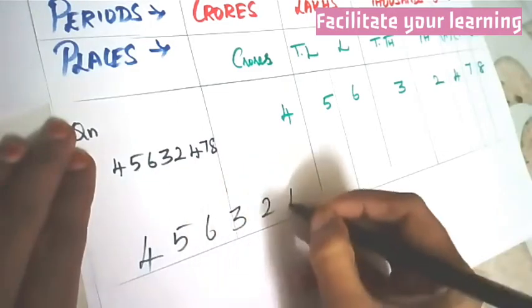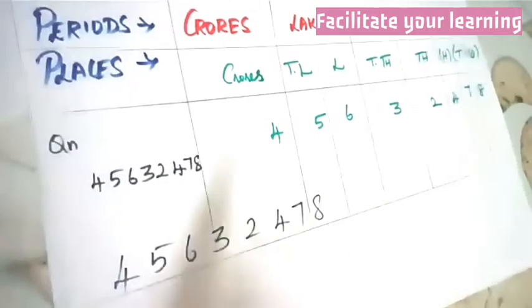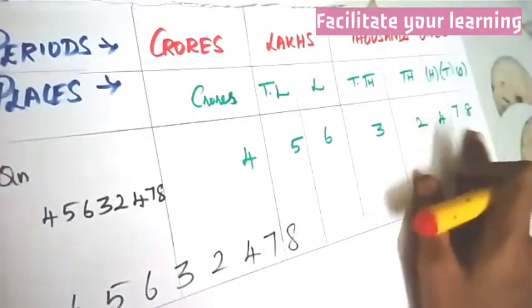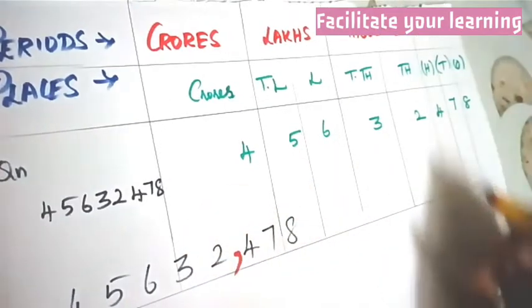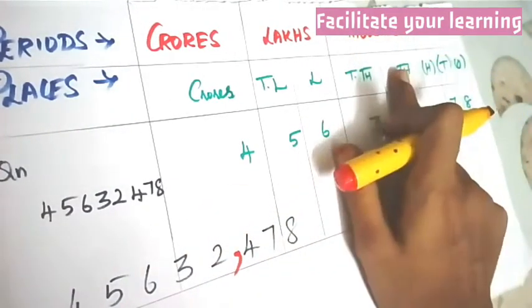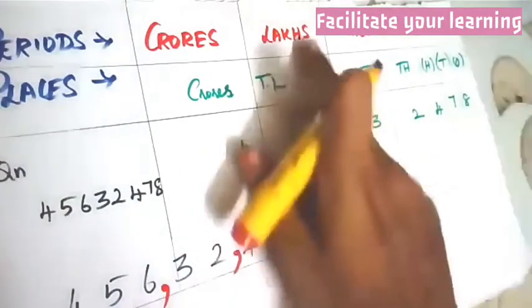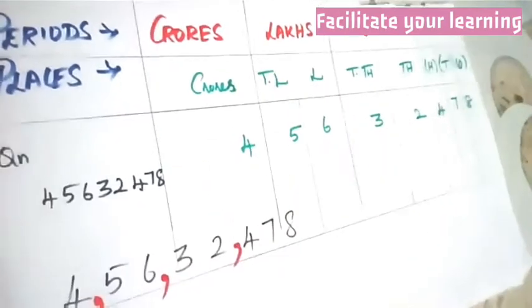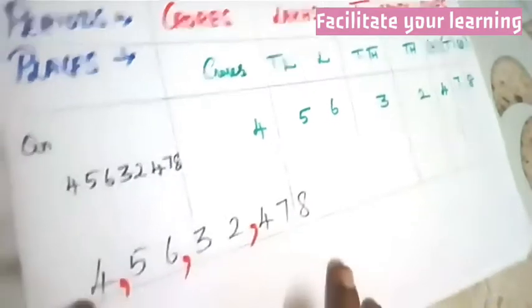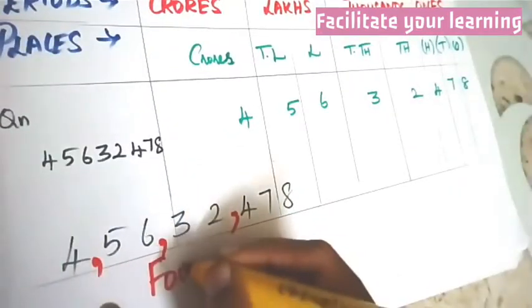We are going to separate this number using the periods with commas. See where the ones period ends. So mark a comma. In the thousands period you have 2 place values, that is 3 and 2. After 3, mark a comma. In the lakhs period you have 2 numbers, 5 and 6. After that, mark a comma. Now your number is ready with commas to read.